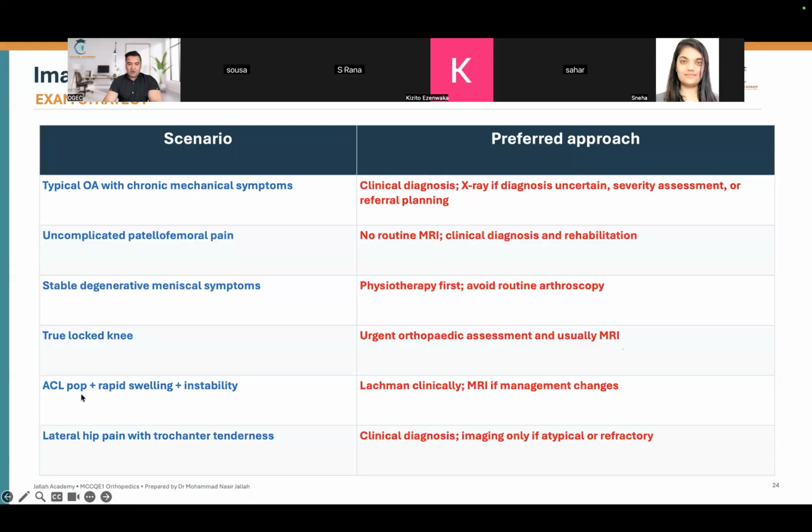ACL: pop plus rapid swelling plus instability. Pop, swelling, instability, Lachman, clinically. MRI if the management changes. Lateral hip pain with trochanteric tenderness: clinical diagnosis, imaging only if atypical or refractory.